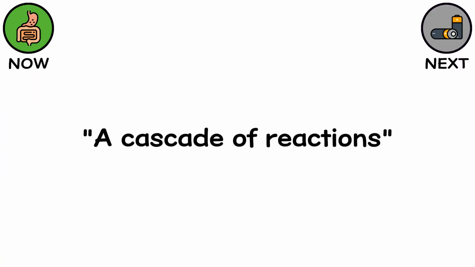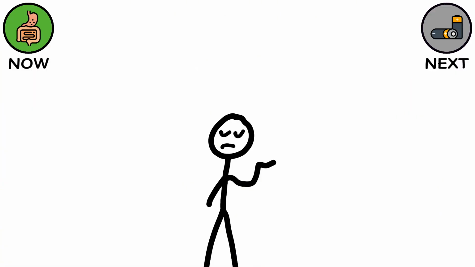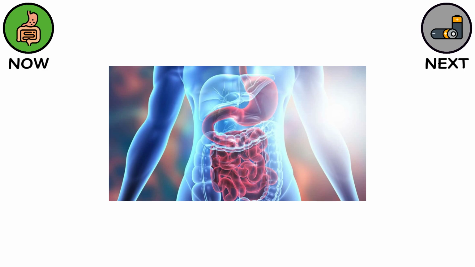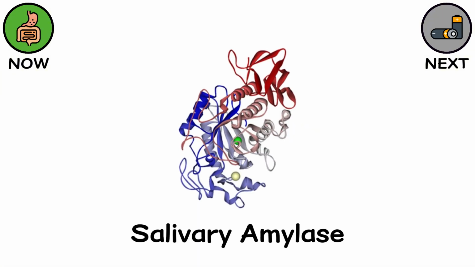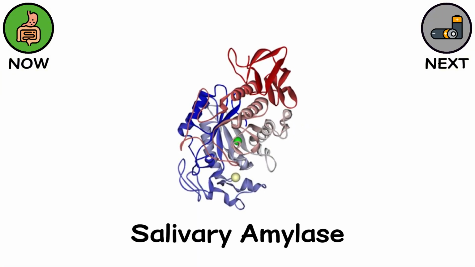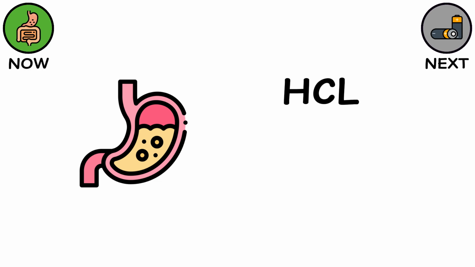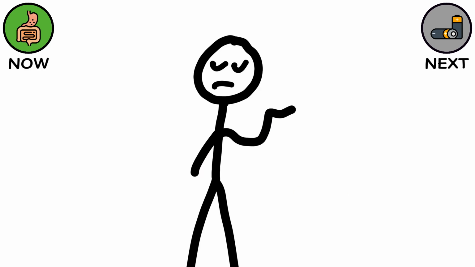Digestion, a cascade of reactions. Digestion isn't just chewing and swallowing. It's a complex relay of enzymes and acids breaking food down into molecules your body can absorb. In the mouth, salivary amylase breaks starch into smaller carbs. In the stomach, hydrochloric acid drops the pH to around 1.5 to 3, which helps pepsin chop proteins into peptides.